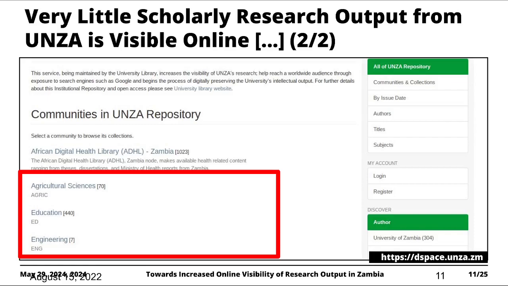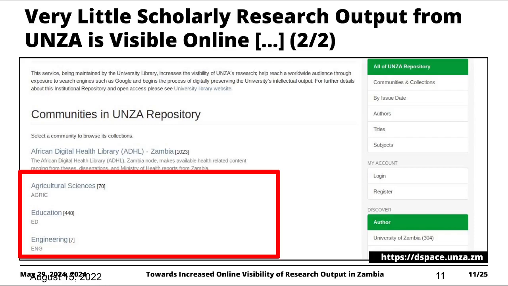Those of you that have spent time to read about how these entities who rank universities work will appreciate the fact that it's important to ensure that your research output is explicitly made available on platforms that you own. The screenshot is showcasing one such platform. This is the UNZA institutional repository. I don't know how many of you are aware of the existence of this platform. You can gain access to it by going to dspace.unza.zm.